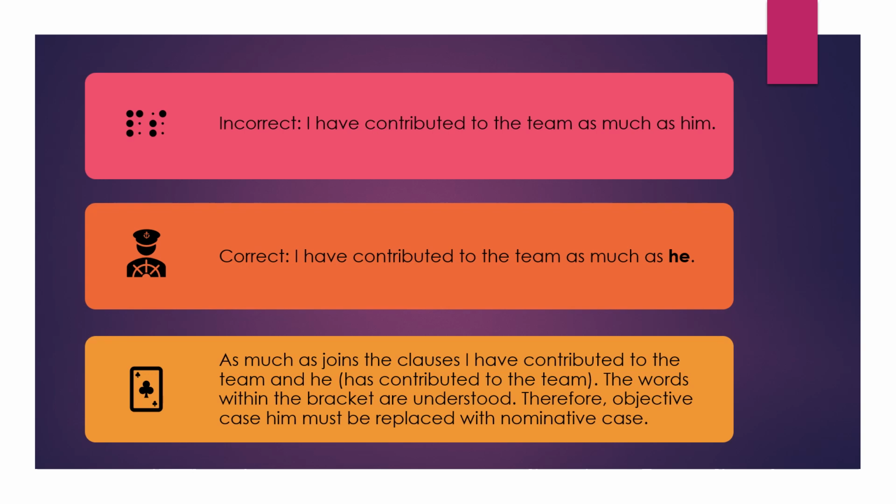Therefore, whenever you have any such particular word that joins two clauses, you need to notice which case is used. Is it the nominative case or is it the objective case? Now here, whenever you have such sentences, you will always be using the nominative case and never the objective. Him is objective. It is not acting as an object. It is acting as a nominative case. Therefore, the correction that we'll be doing is: I have contributed to the team as much as he.